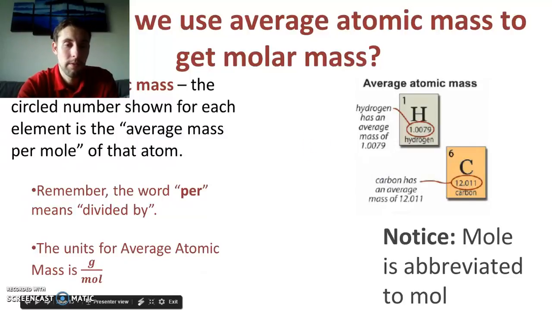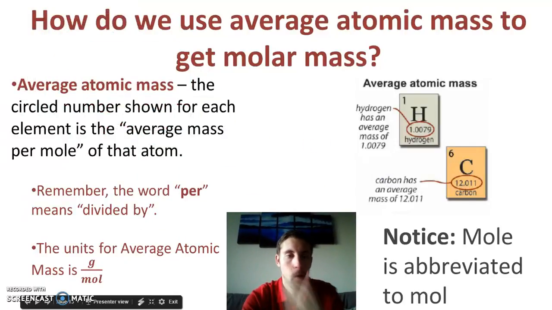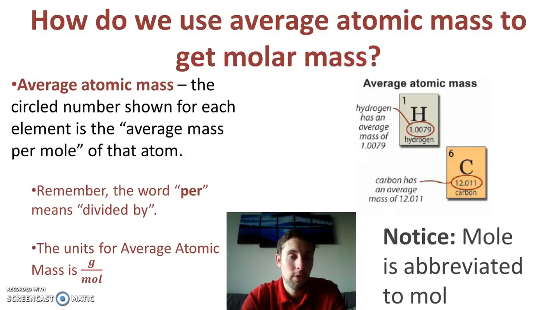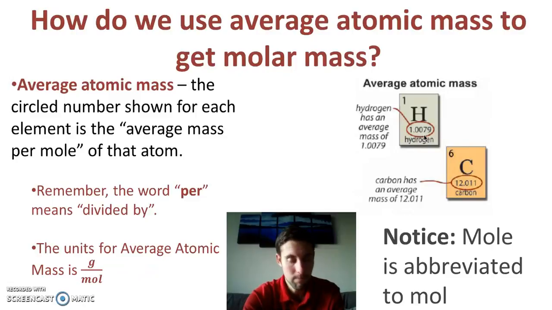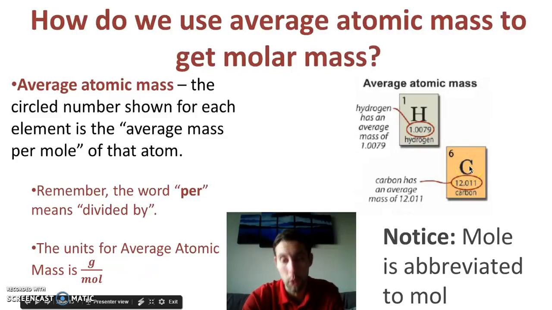So then we need to use that average atomic mass on the bottom to find out what it is. So on these pictures, hydrogen's average atomic mass is 1.0079. We can round it to 1.01. Carbons will be 12.01.